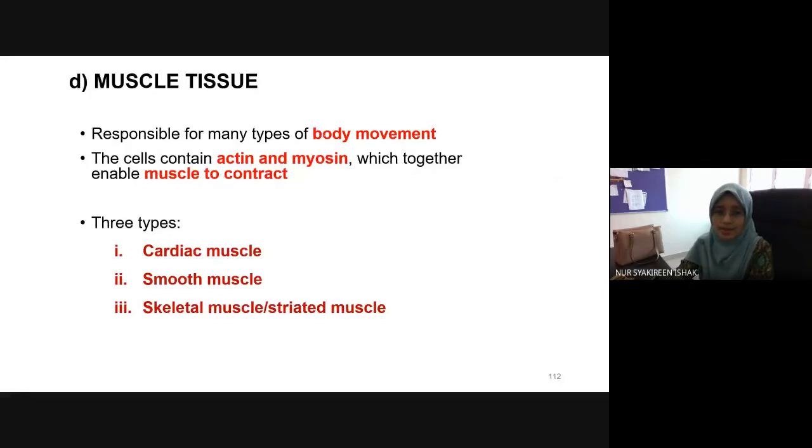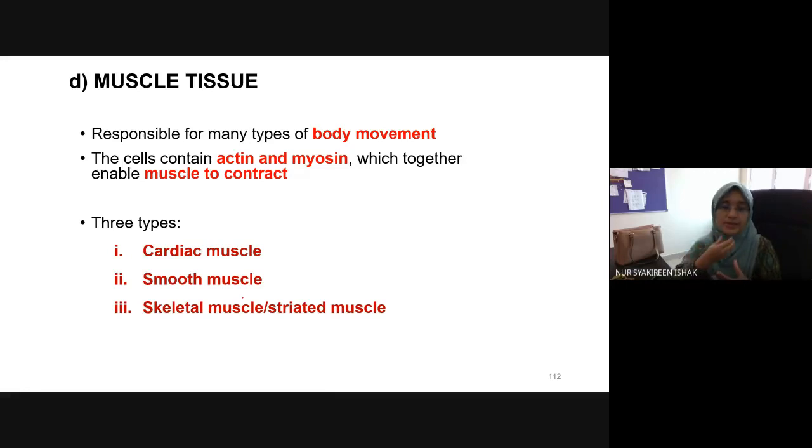Okay, so next is the muscle tissues. So responsible for many types of body movement. So the cell contains actin and myosin that allows the muscle to be able to contract. You have three types of muscle tissues, which is cardiac muscle, smooth muscle, and also skeletal muscle or striated muscle. So cardiac muscle is the muscle of the heart. Smooth muscle, where can you find smooth muscle? You can find smooth muscle lining the digestive tract.